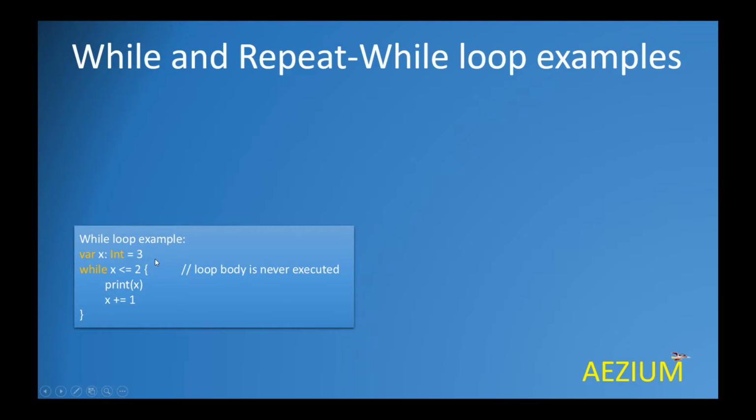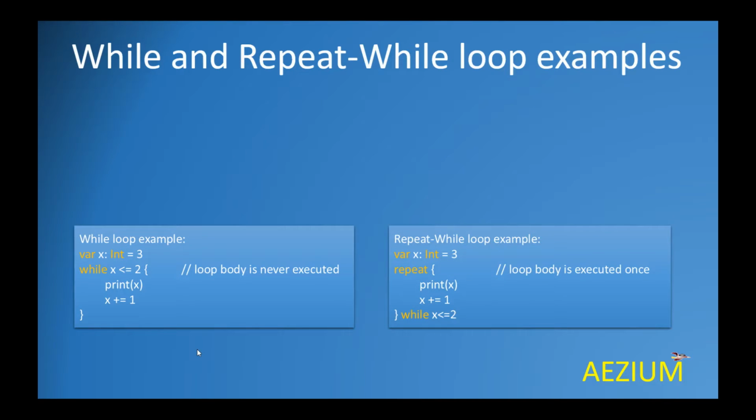Now let's consider this example where x is initialized to 3 rather than 0. We check the loop condition. The loop condition is false and the body of the loop is not executed at all. It's not even entered. With the repeat while loop, on the other hand, where x is initialized to be 3, because there is no checking done at the beginning of the pass through the loop, the body of the loop is executed once.